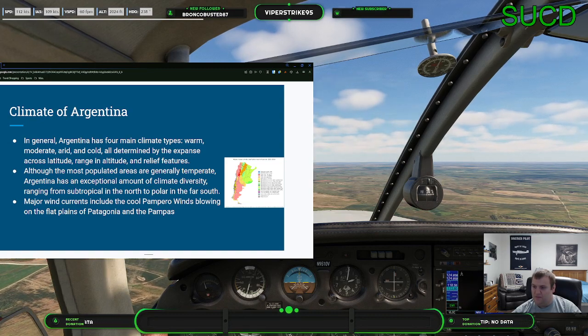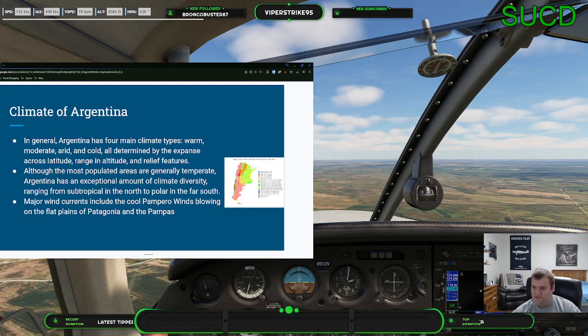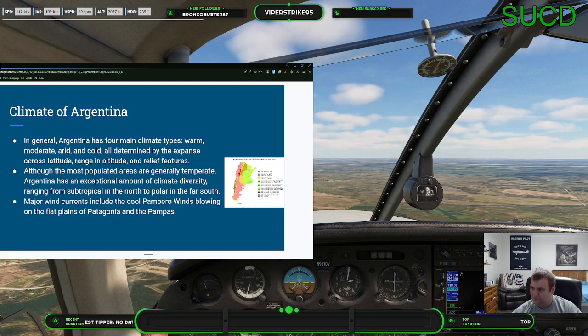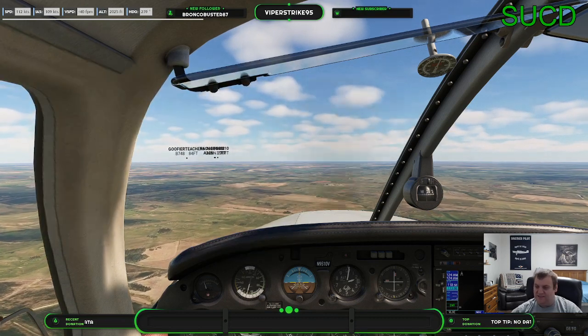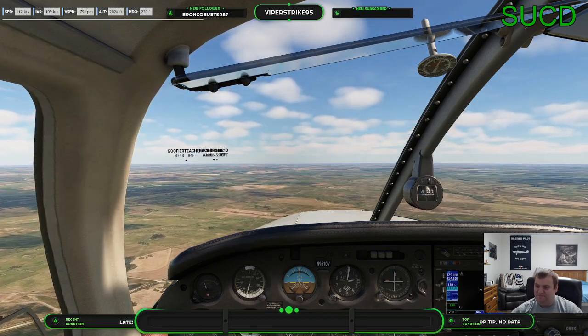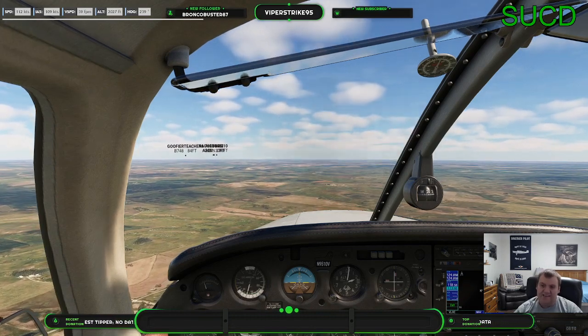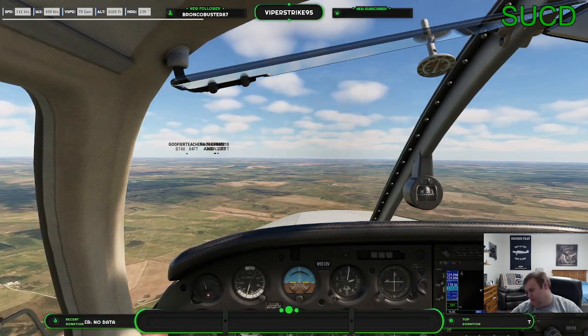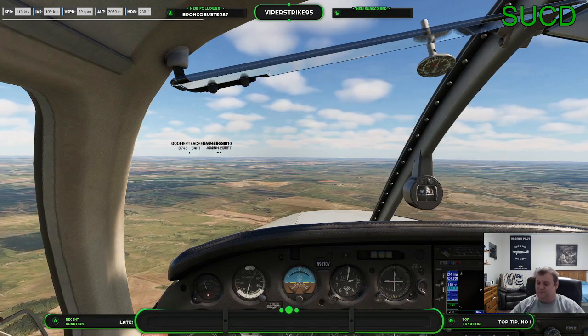Major wind currents include the Pampero winds, and the flat plains usually have prominent winds. Yes, Argentina definitely has a lot of dove hunting and stuff too. But the point I'm trying to get at, guys, is that Argentina is very diverse, just like Brazil is. Lots of diverse stuff.